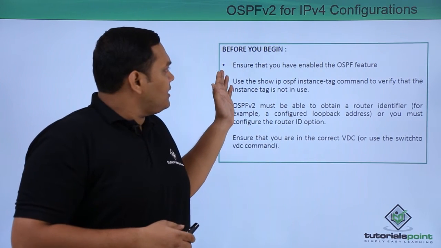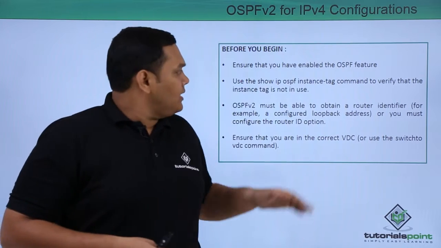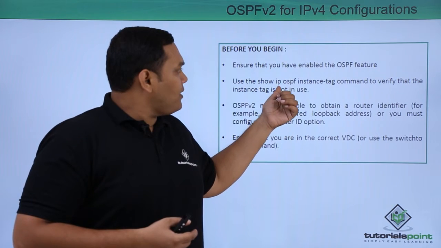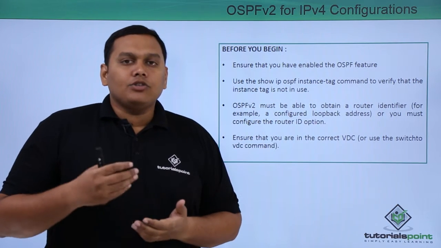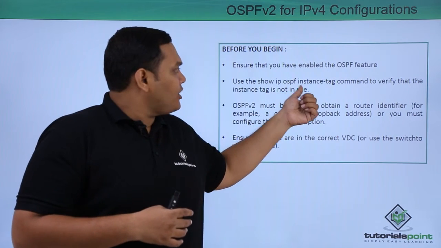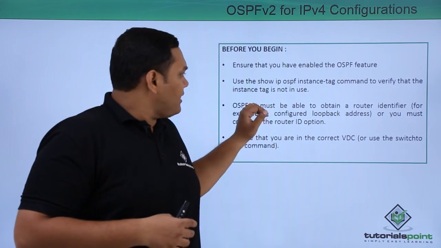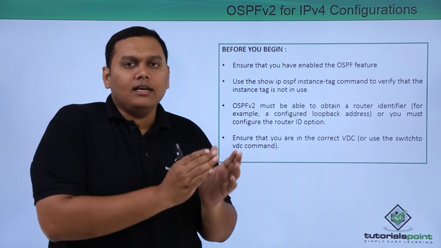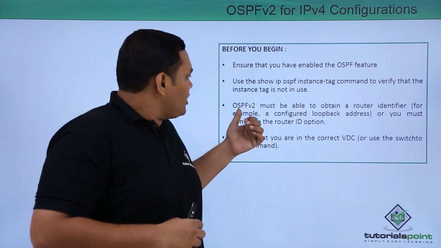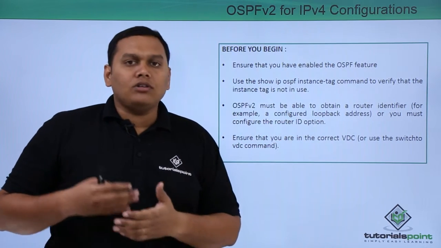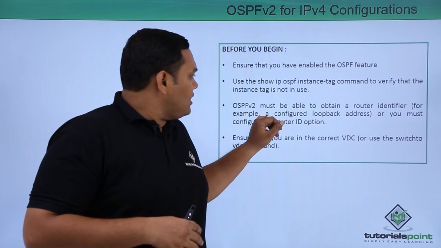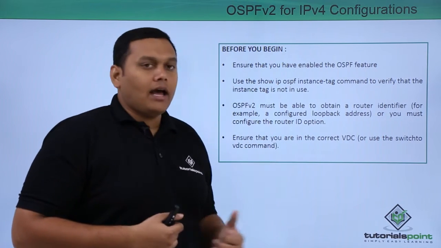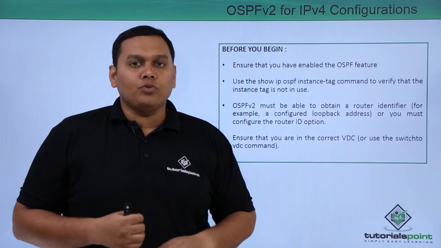Before you begin, you have to ensure that you have enabled the OSPF feature. The second step is to use the show ip ospf instance-tag command to verify that the instance tag is not in use. OSPFv2 must be able to obtain a router identifier, such as a configured loopback address, and you must also configure the router-id option for this OSPFv2 version.